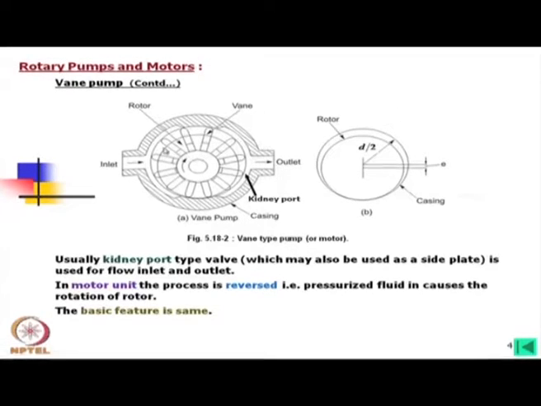In case of motor, as you see, the pressurized oil is coming in and the vane is like these tips, and there is a possibility of leakage. So, in case of motor it is more vulnerable to leakage. So, we have to be careful about that.